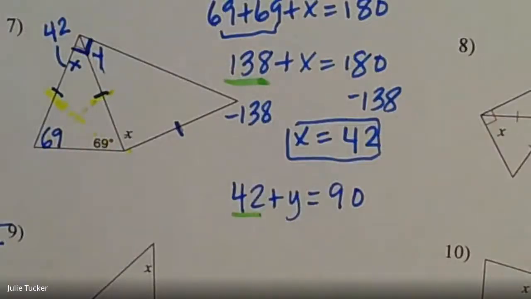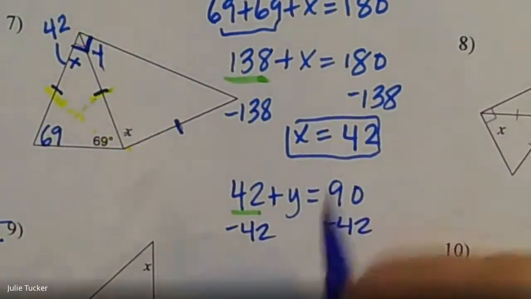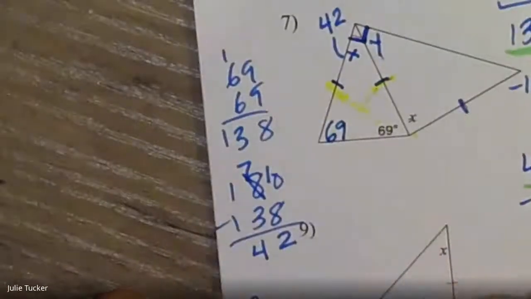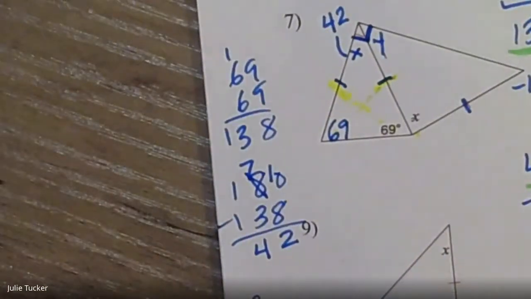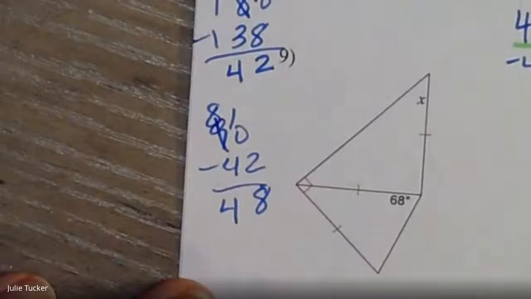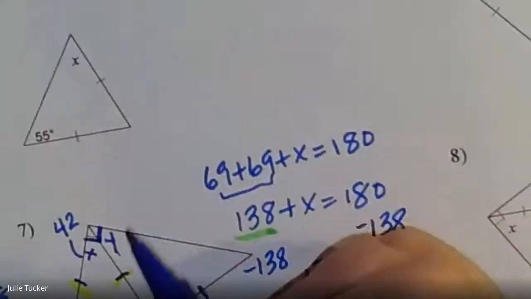42 plus y equals 90. So now minus that 42, and I get y equals, now I have to do some more math. Let me come over here. 90 minus 42. 48. Okay, so 48, and that one is right here.